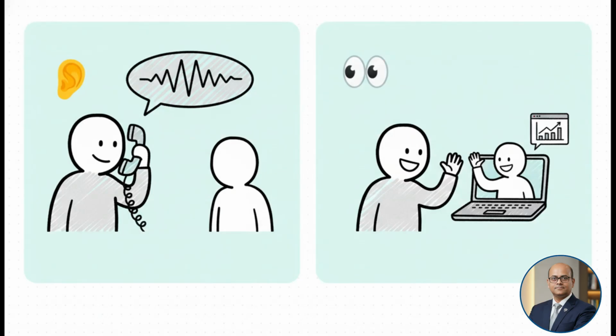So, what is the difference between these two spoken methods? This is very important. On the telephone, you can only hear the other person's voice. You cannot see their face or their expressions. But in a video conference, you can see and hear them. You can see if they are smiling or if they are serious. This is called body language, and it makes the conversation feel much more personal.